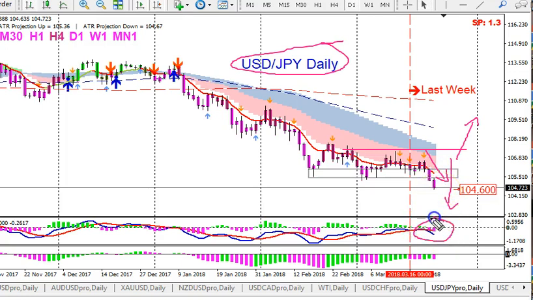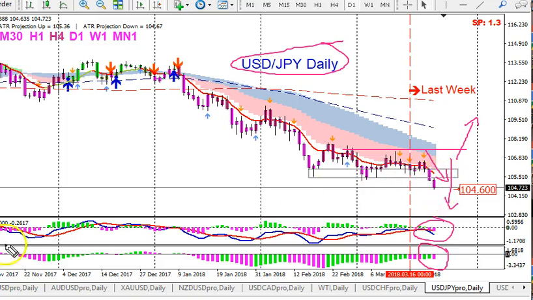Take a look at the short-term momentum. The blue MACD line is below 0. We have some pink bars, one pink bar forming now. On the longer-term trending indicators, we have pink below blue, which means we're looking for sell trades.